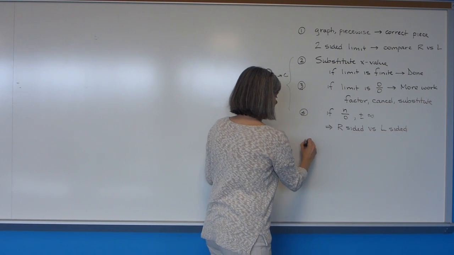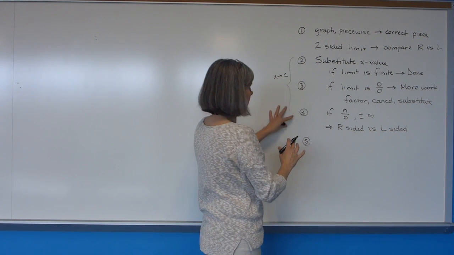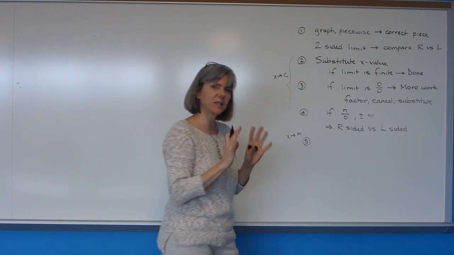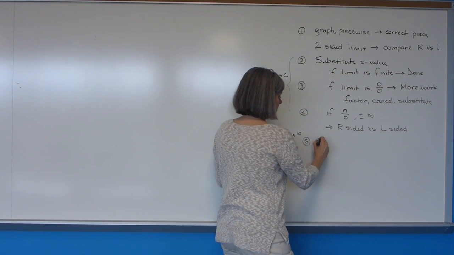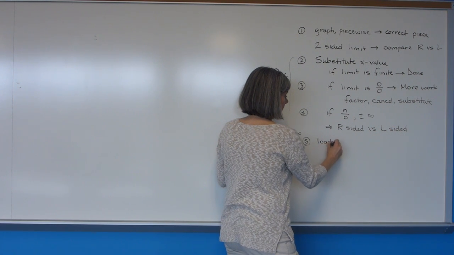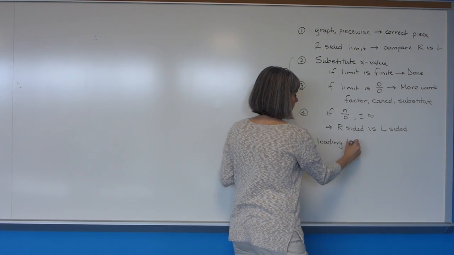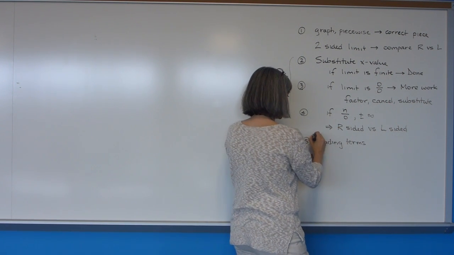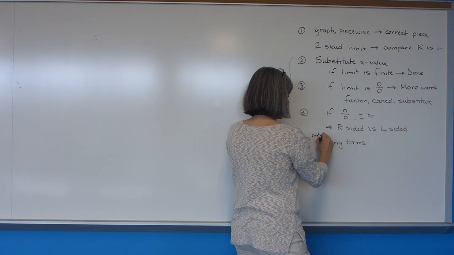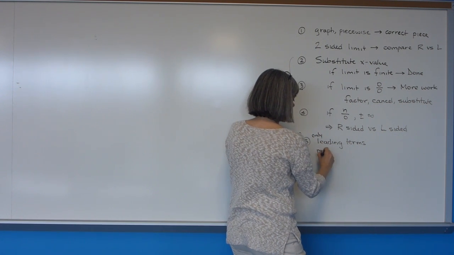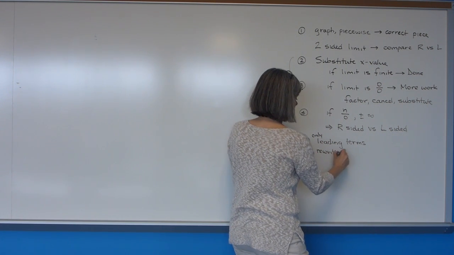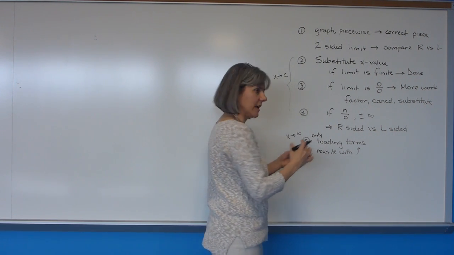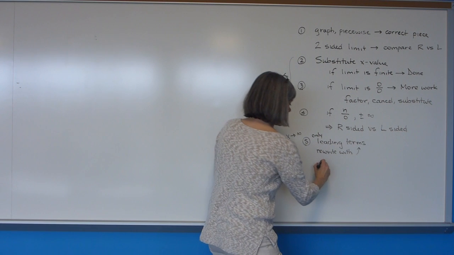And then lastly, these ones are all x approaching c. Now we're going to look at what you do if x approaches infinity. That's a different thing. Here we're going to look at just leading terms in both numerator and denominator. So only the leading terms. You want to rewrite with only the leading terms, and then go ahead and finish simplifying and then substitute again.